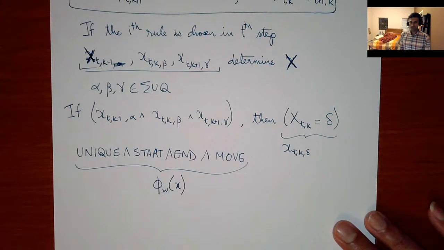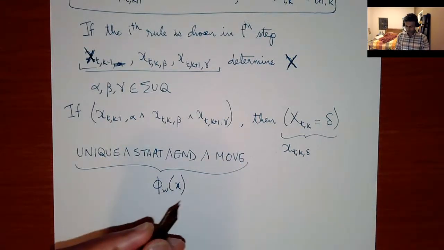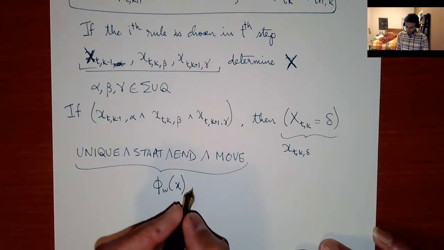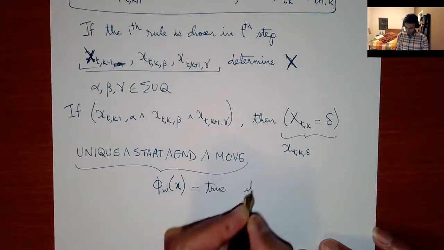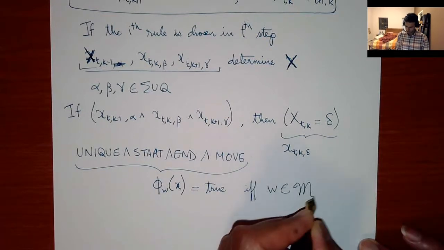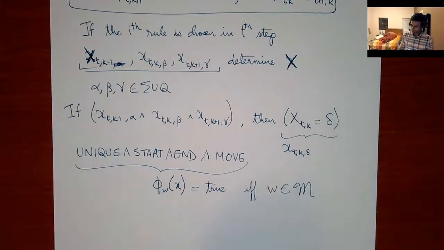of x, and x maybe, and y as well, but x, x, y. Then this is true if and only if w is in the language. So this formula is true if and only if w is in M. So you can see that it's a bit of a tedious encoding, but you should see that it's doable.